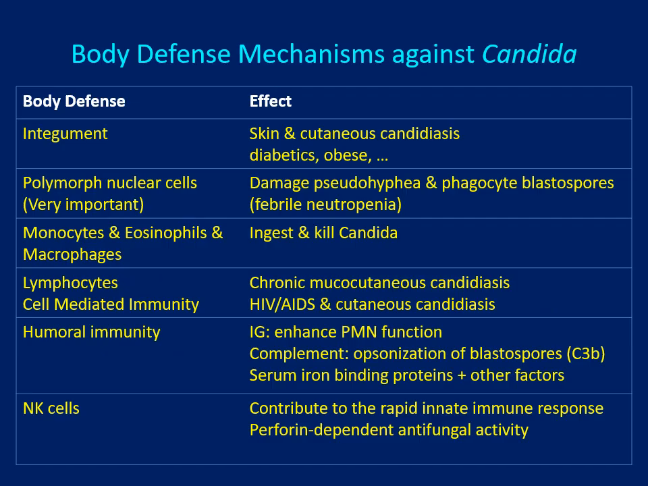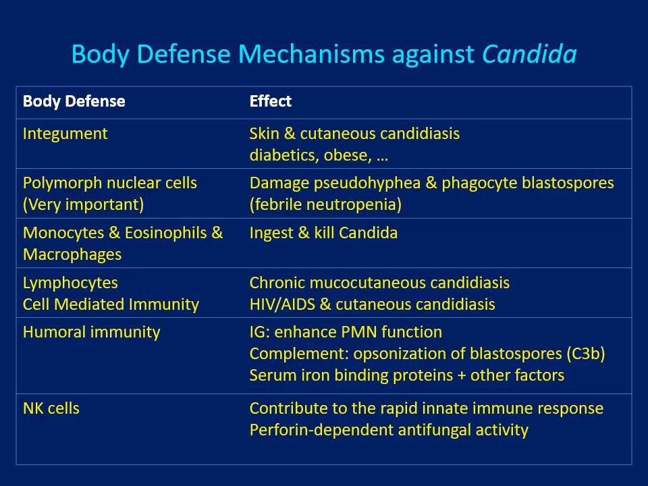The body's defense mechanism that fights Candida is very impressive. We know that we can defend against Candida, first of all, by our integument. So any interruption in our integument and our skin structure will lead to cutaneous candidiasis. This can be seen in wounds, in injuries, in burns, and in diabetic and obese patients. We have the polymorphonuclear cells.